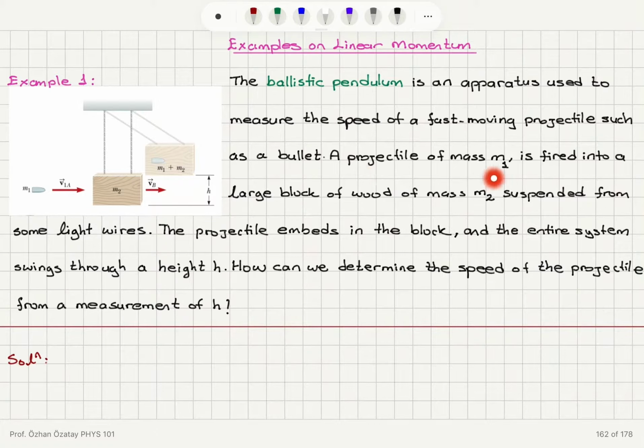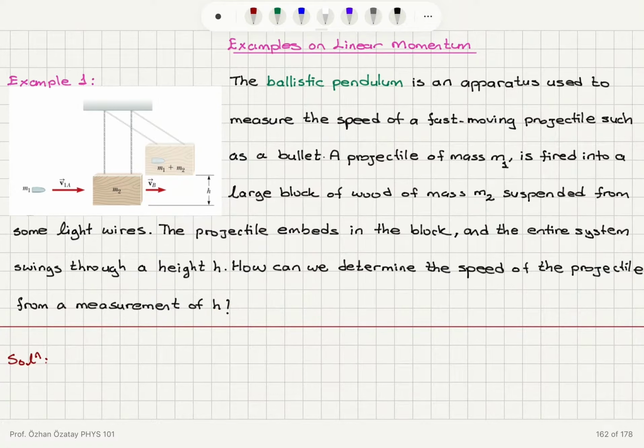A projectile of mass m1 is fired into a large block of wood of mass m2, suspended from some light wires. The projectile embeds in the block, so it's going to be inside the block, and the entire system swings through a height h. How can we determine the speed of the projectile from a measurement of h?